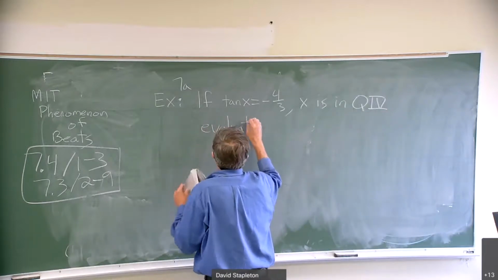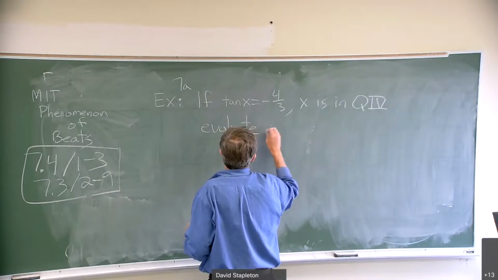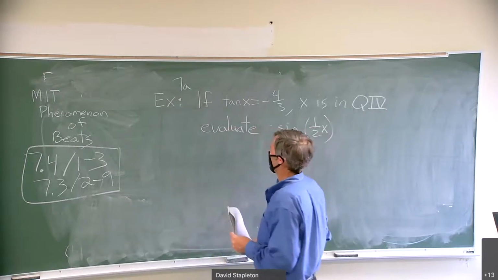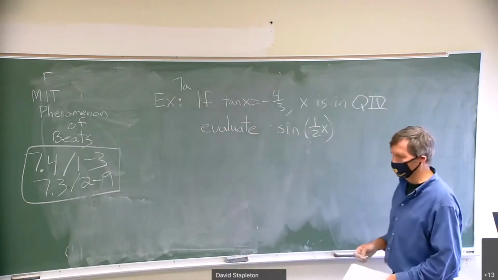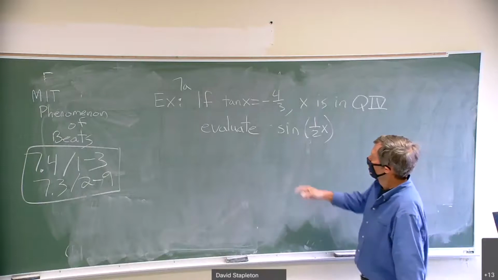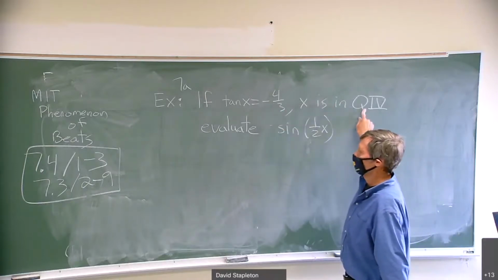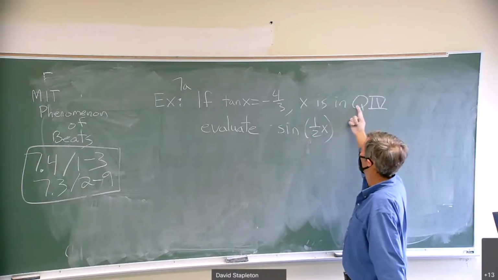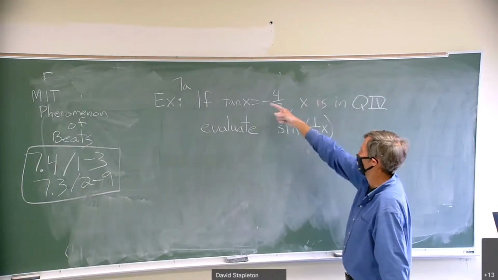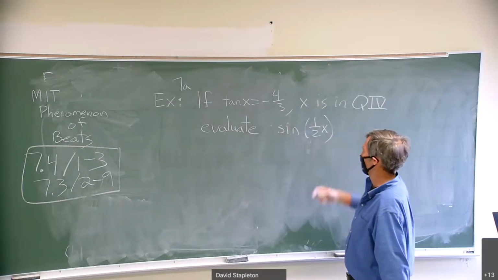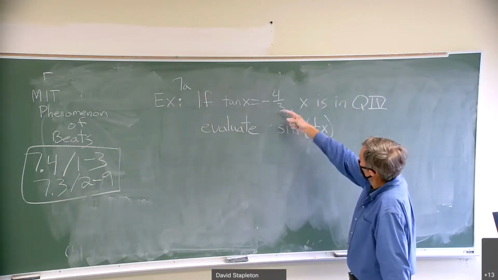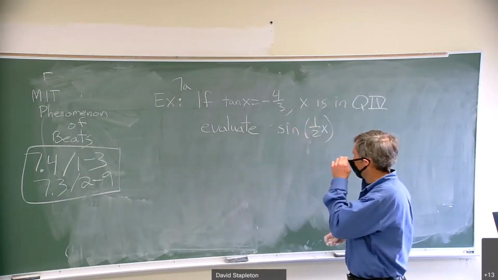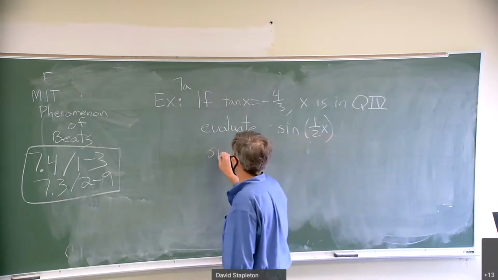I'll just do 1. Suppose I want to evaluate the sine of 1/2 x. This is a classic problem I'm liable to give you. Remember, we did this before last time. Given one trig function and the quadrant, you can evaluate any trig function of a double angle, because once you know one quadrant and a trig function, you know all the trig functions of that angle, and you use those to do the double angles. Similarly here, given one trig function of an angle, I can get all trig functions, and then I can evaluate any half angle.